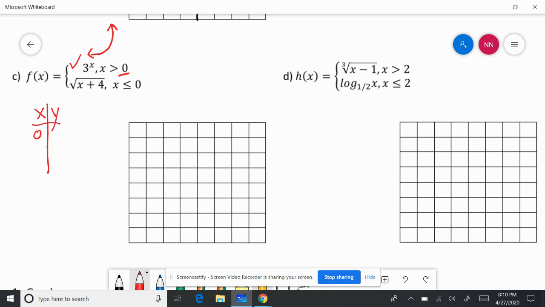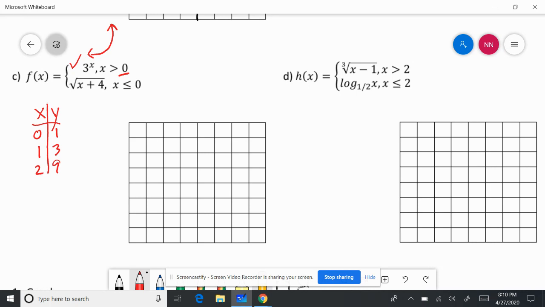When I plug in a 0, 3 to the 0 is 1. A number greater than 0 would be 1. 3 to the 1 is 3. And when I plug in a 2, 3 squared is 9.